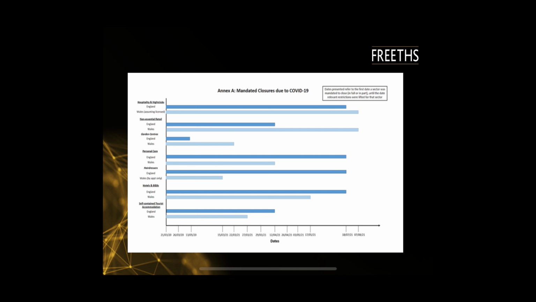The code of practice that was issued with the bill includes a useful timeline showing the relevant periods for different types of businesses. As shown on the chart, the restrictions in England commenced on the 21st of March 2020. With garden centres, their restrictions ended on the 13th of May of that year. For non-essential retail and leisure, the restrictions ran through to the 12th of April 2021, and for hospitality and nightclubs, they lasted until the 18th of July 2021.